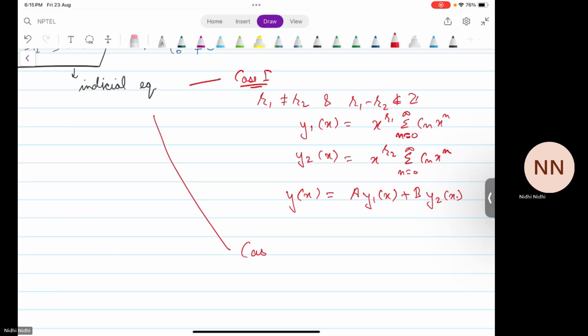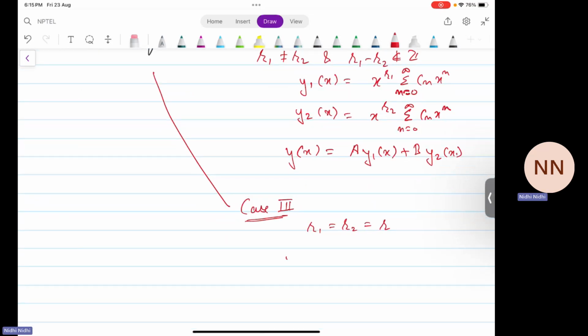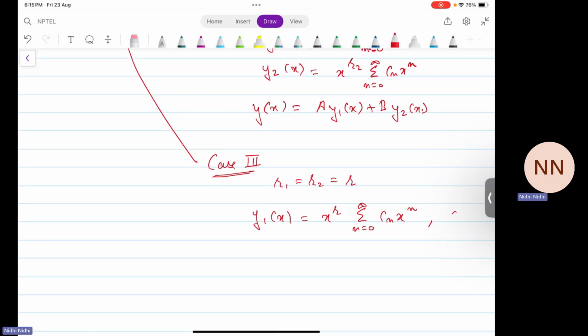Second case is when both the roots are equal. In that case, our first solution y1 is x to the power r summation n from 0 to infinity Cn x to the power n, and in this case C0 will turn out to be 1. The second linearly independent solution is given by y2(x) equal to x to the power r summation n from 0 to infinity of some other constants dn.